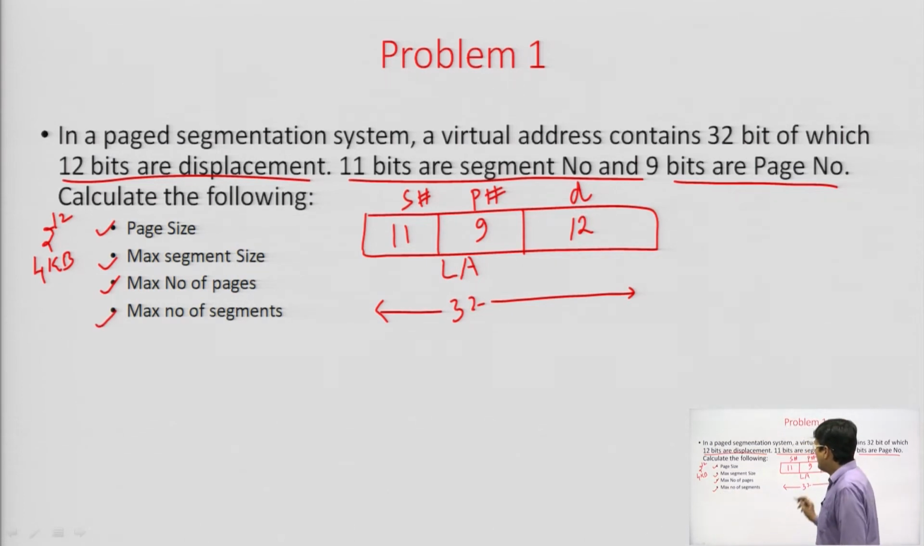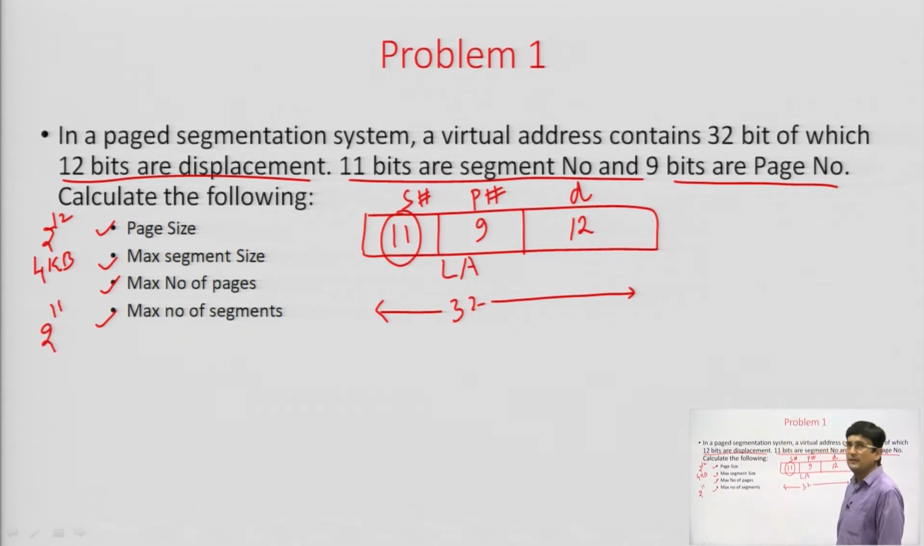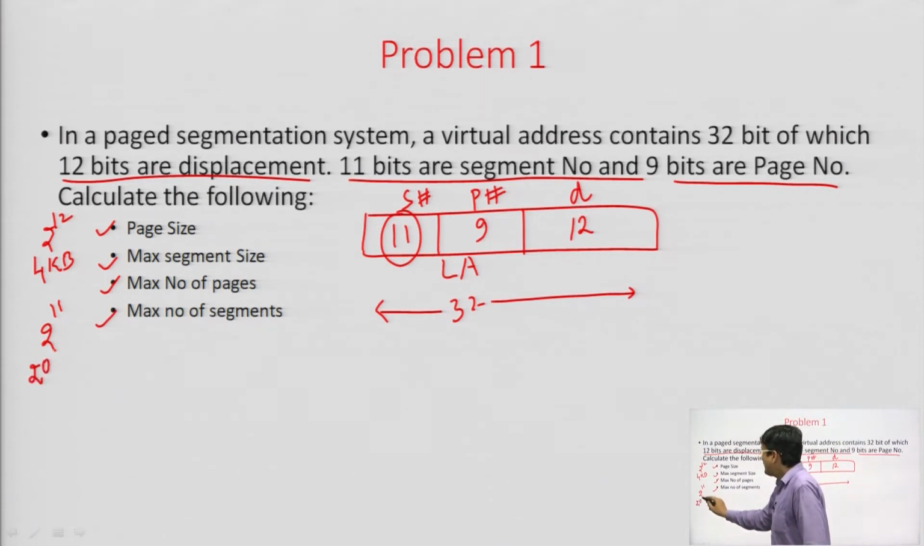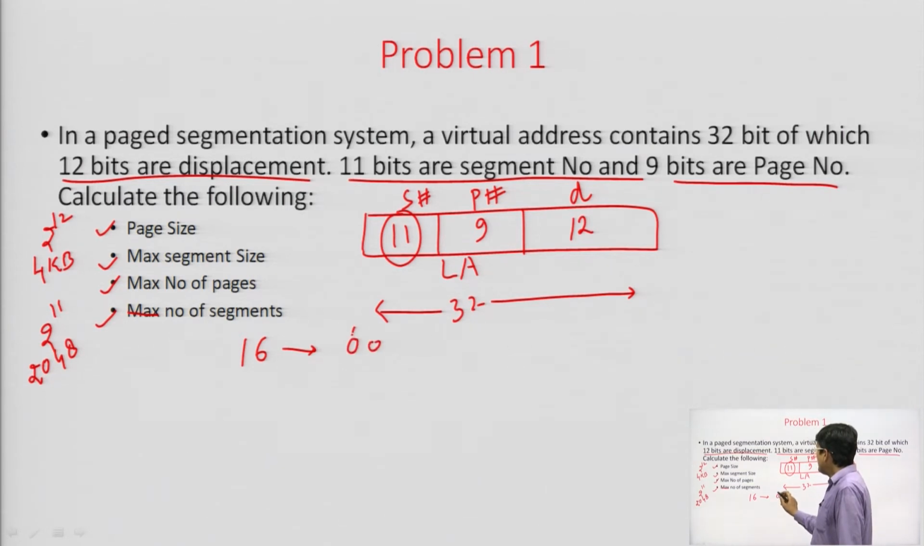Now, the maximum number of segments is very easy. 11 is the number of segment bits, and 2 raised to the power 11 will be the maximum number of segments, which means 2048. Why is it said maximum here? It could have been said simply the number of segments. Let us understand it with a very small example. Let us say we have a total of 16 segments. So, the address will be of 4 bits: B1, B2, B3 and B4.